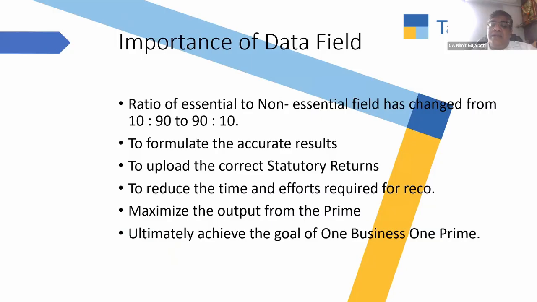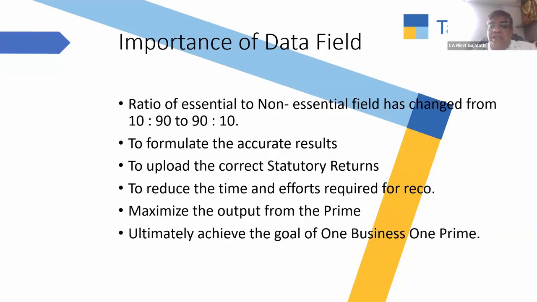Okay, so if you see, in the older version of Tally, my essential to non-essential fields were 10 to 90. If you remember our old days, how I was creating a ledger, there were only two essential fields. The first is the name of the ledger, and the second is the grouping. Once I give this, I can directly do Control A. Control A is my shortcut key for acceptance. So out of the total data fields in the masters, my essential data fields were only two: the name of the ledger and the grouping.